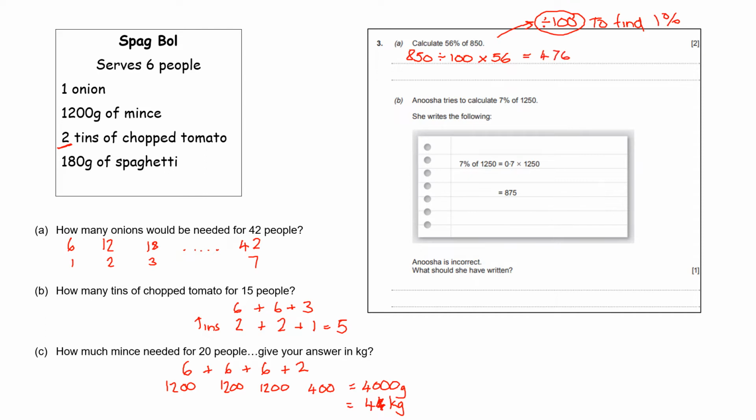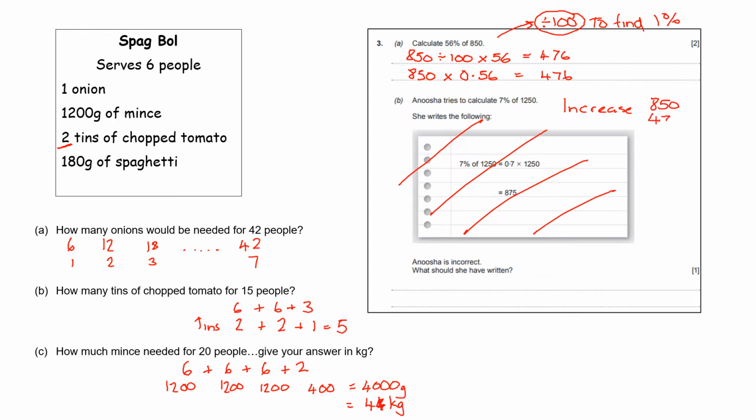Option number 2, okay, is to take the number 850 and change the percent into a decimal, and 56% as a decimal is 0.56, so you can just multiply by the decimal 0.56 and it would give us the same answer. Now, if the question had said to increase 850 by 56%, not only would I have to have worked out the 56%, which I've done here, but I would have needed to take the original amount and add on the 476 onto it to increase by that percentage.